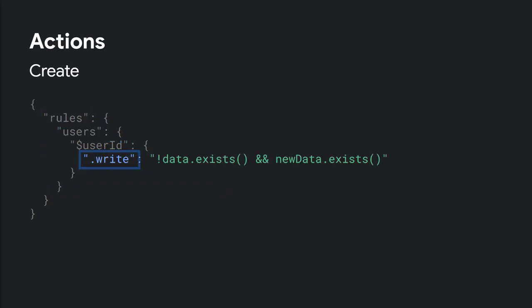Create becomes a write rule that specifies the node does not yet exist, but data is currently being written. This expression can be combined with others to create complex rule sets. Just an exclamation point away, update is a write rule that specifies the node already exists with new data being written. And then delete is a write rule that specifies that the node already exists with no new data being written.